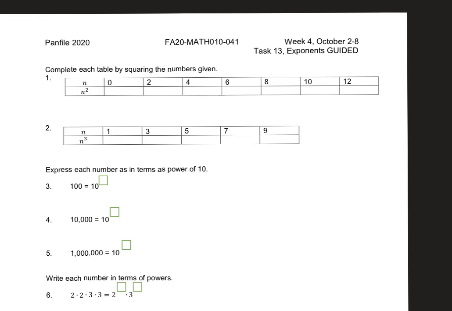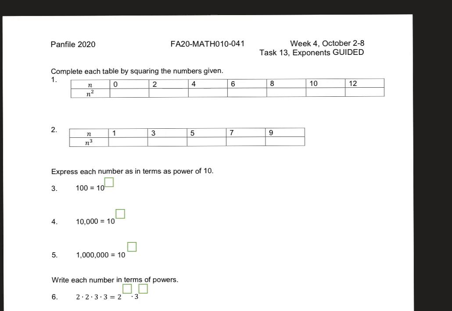All right, so we are going to complete each table, writing each as an expression based off of a base and an exponent. Just so you know, the expression that we write that looks like this is called a power. That is called a base. And that is called an exponent.